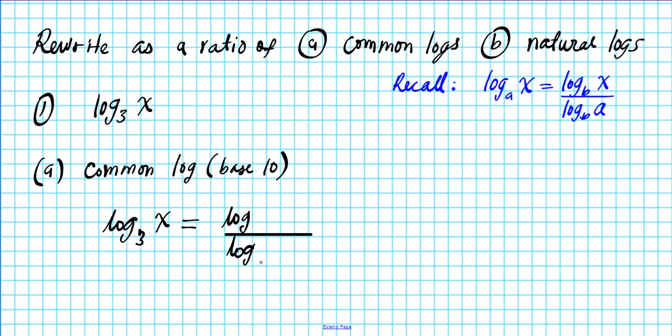Now common log is log base 10, because as indicated earlier, when you're working with log base 10 you need not specify the base, so I'll take those out of there. Okay, now the argument is x that goes on top, and then the base is 3, and there goes your final answer when log base 3 of x is expressed as a ratio of common logs. Alright, let's box it. Second part, natural log.